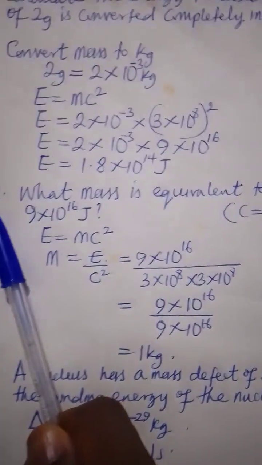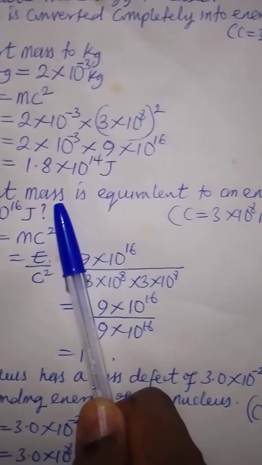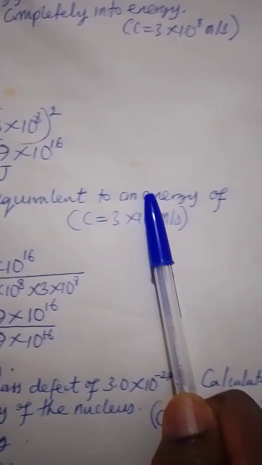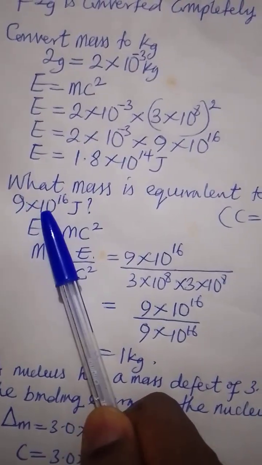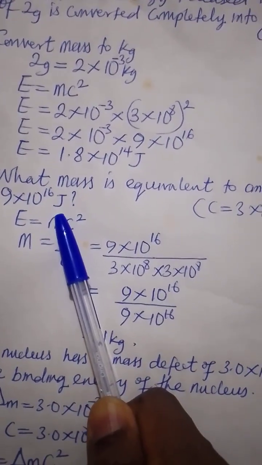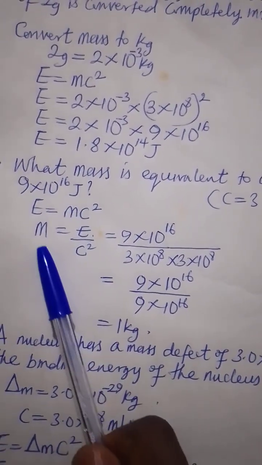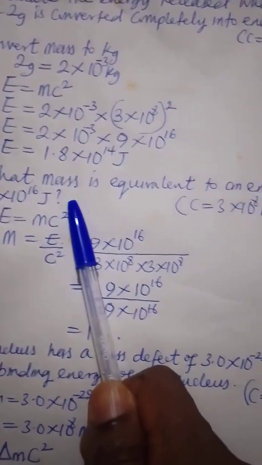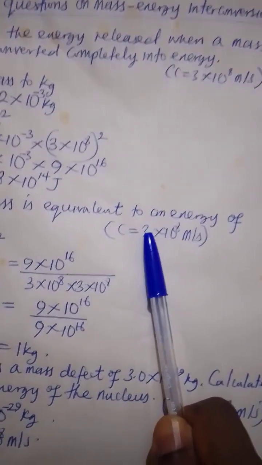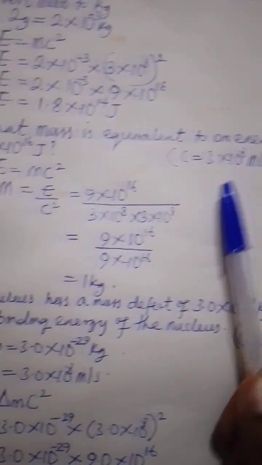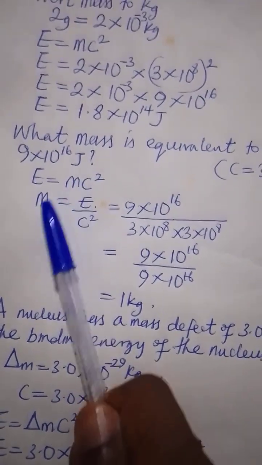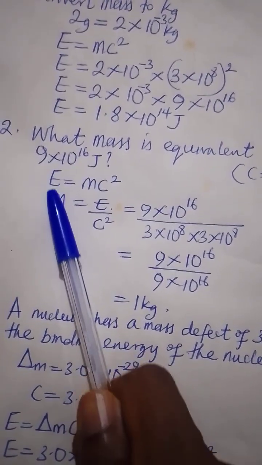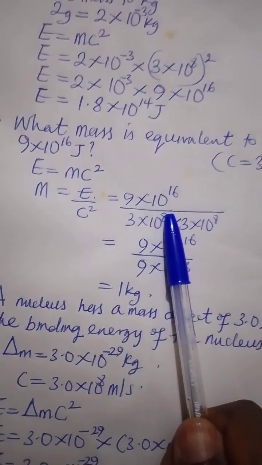Question number 2. What mass is equivalent to an energy of 9 times 10⁻¹⁶ joules? Again, E is mc squared. We are given C to be 3 times 10⁸ meters per second. We're told what mass, so here we're looking for mass. We make M subject of the formula. That's E over C squared.